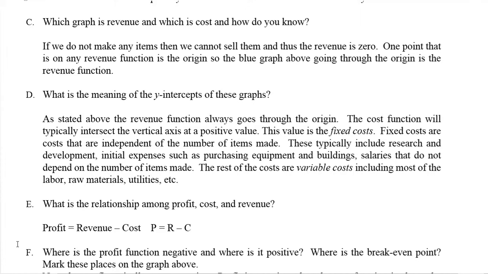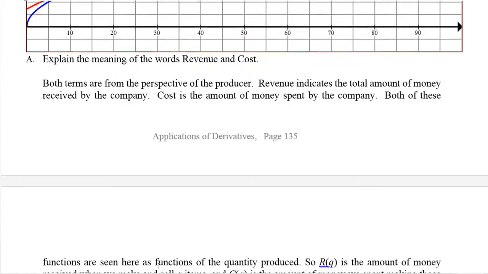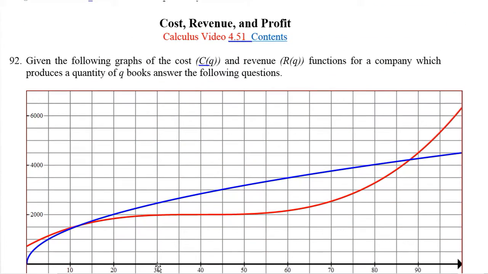Where is the profit negative and where is it positive? So profit is negative when cost is larger than revenue, and it's positive when revenue is larger than cost. So let's see, revenue is blue. So when the blue is below the red, like over here at the beginning, we have a negative profit. Then we have positive profit for a while here where the blue is above the red. And then over here we have negative profit.